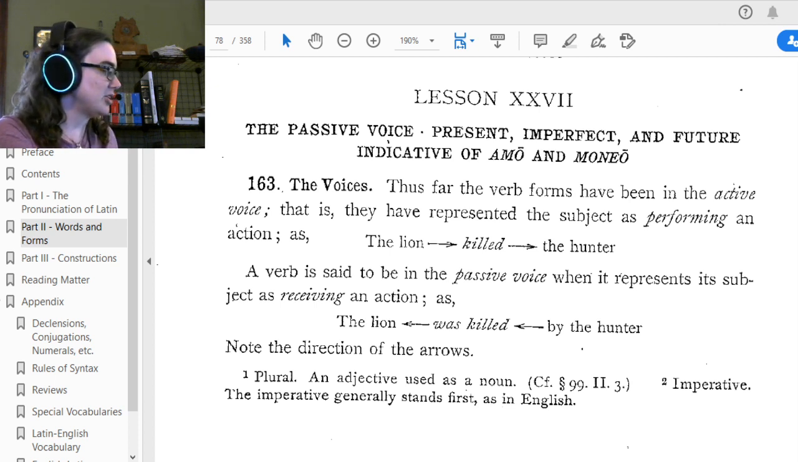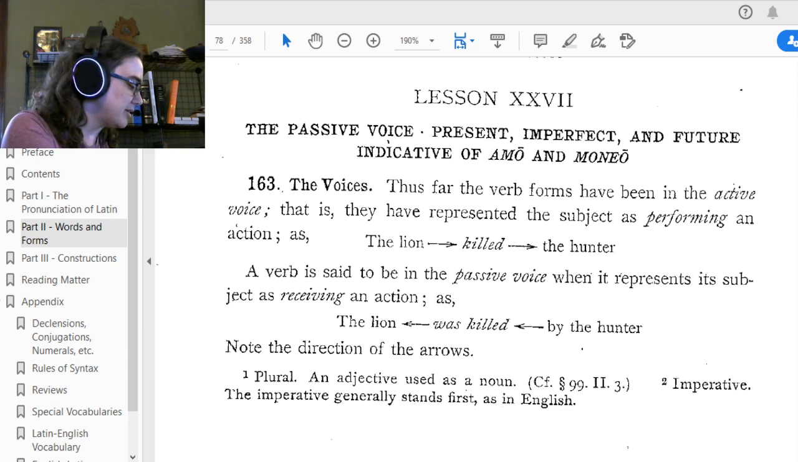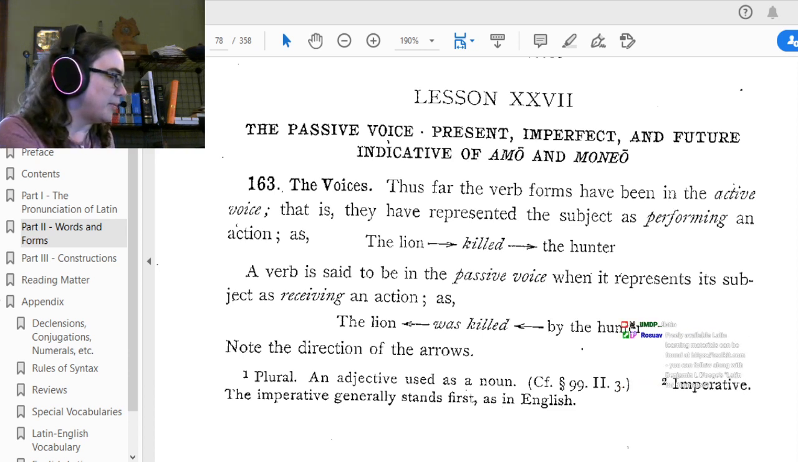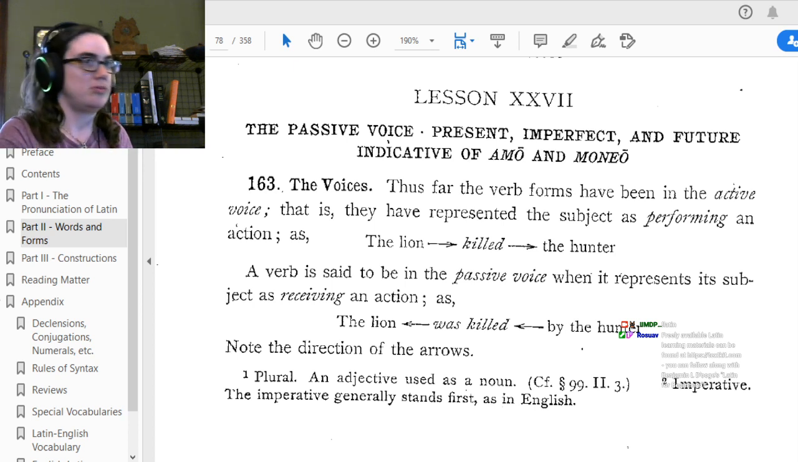All right, so let's look at what Benjamin has to say. I think he's just going to explain everything I just said, so we should be able to fly through this.